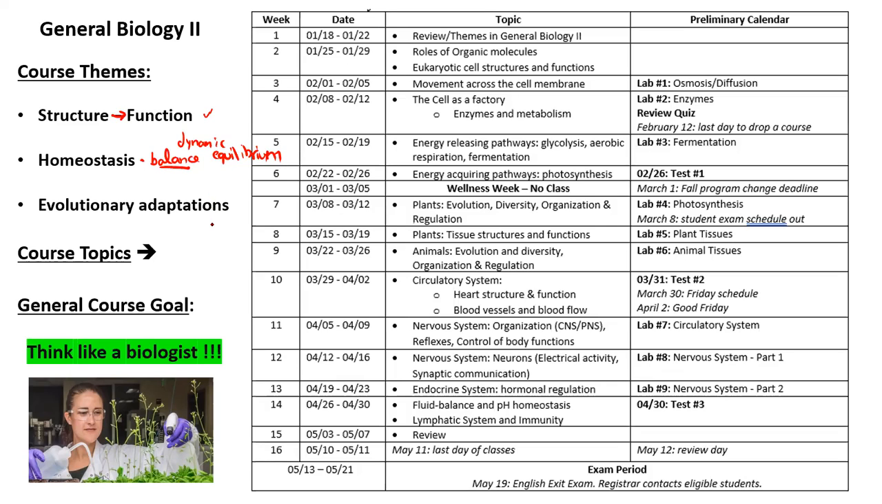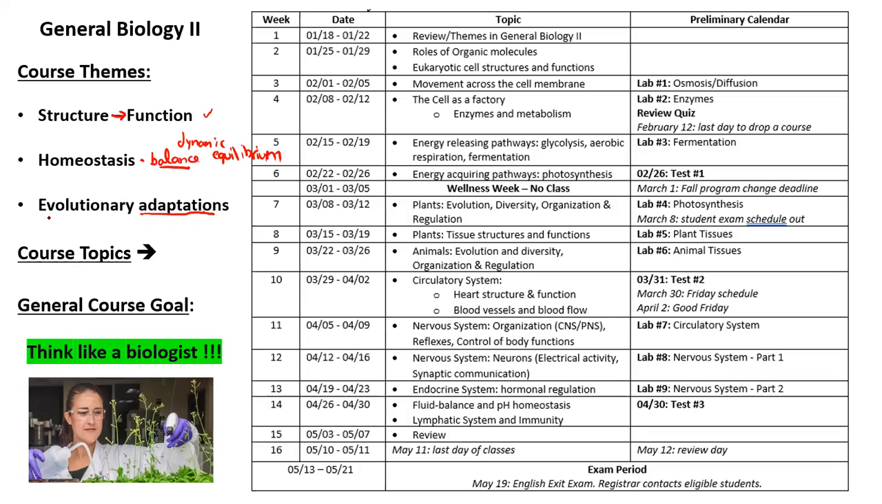What about evolutionary adaptations? I think it's kind of straightforward, right? Someone wants to add something about that? But basically, it is the changes, and you know what evolution is, the changes in a population. So it's the changes in a population that allow that population to adapt.